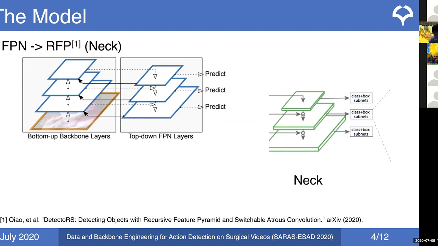The second part is about the neck. Actually, we are using a new method named DetectoRS from a recent paper. This network is the SOTA model now, and we found it is very powerful on other datasets. So we want to use several ideas from this network to enhance the object detection of our model. The first part is to change the FPN into the RFP. FPN means feature pyramid network, and RFP means recursive feature pyramid network.